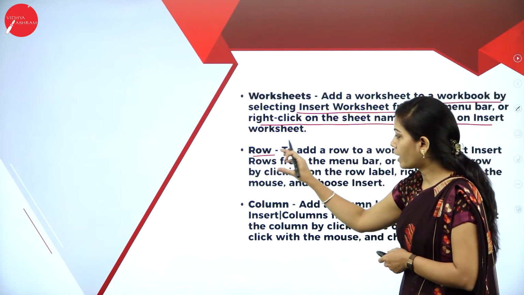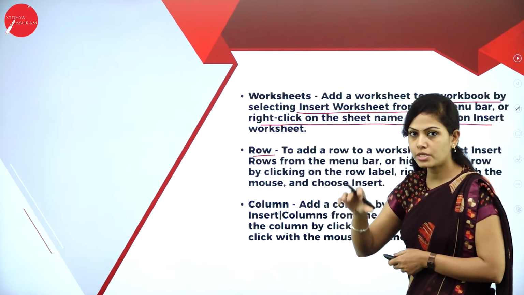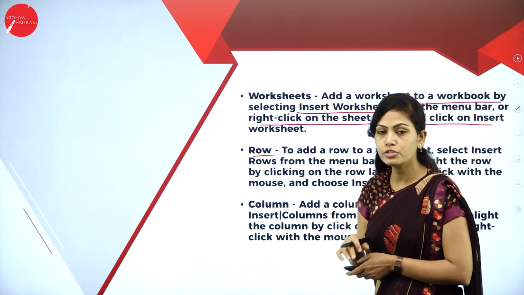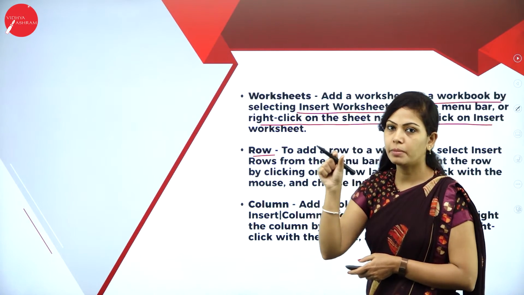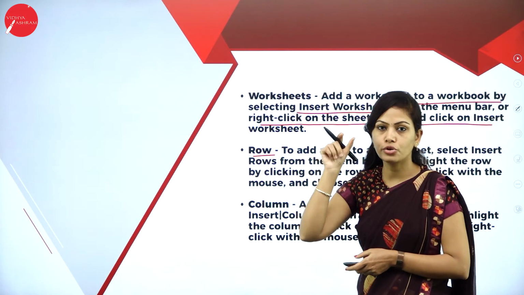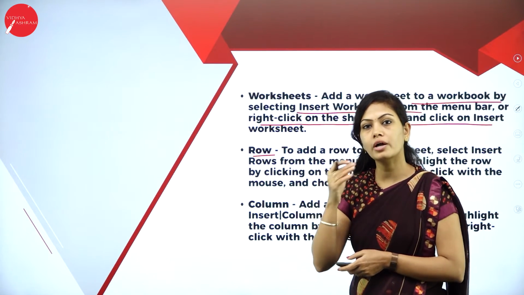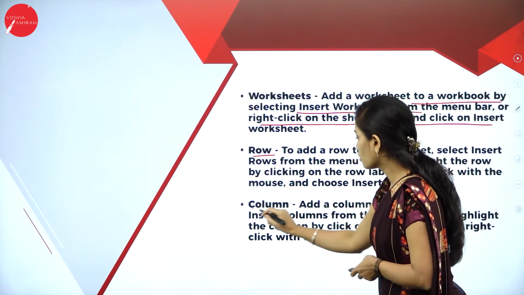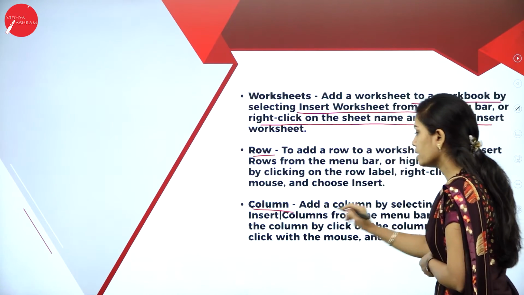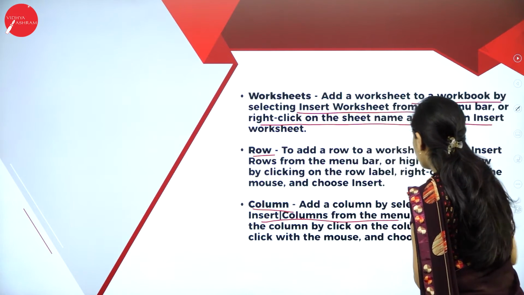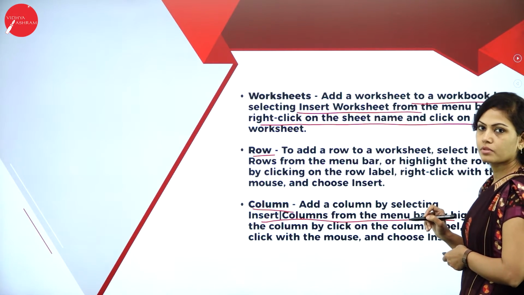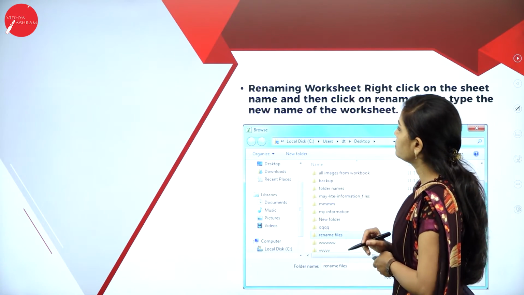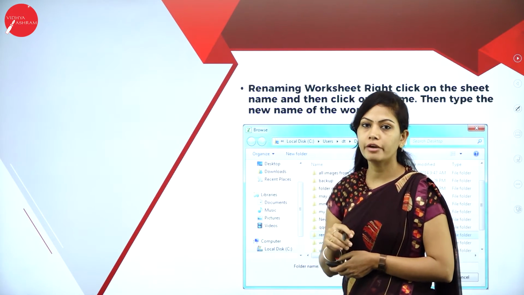So if you want to add a new row into a worksheet, you just right click on your mouse and select the Insert button. If you want to add rows, you can click for rows, or else you can click for column also. So row and column. Add a column by selecting Insert Columns from the menu bar. Clear?